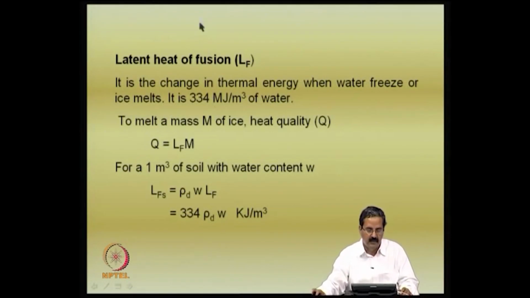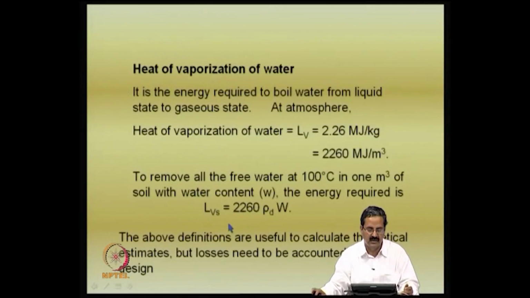There is another term that people use, called latent heat of fusion. All materials have some sort of internal energy, the thermal energy. In this case, it is the change in thermal energy when water freezes or ice melts. It is about 334 million joules per meter cube of water. To melt some mass of ice, the heat quantity Q is L_f times m, and for a meter cube of soil with water content, you have this 334 units times dry density and water content.